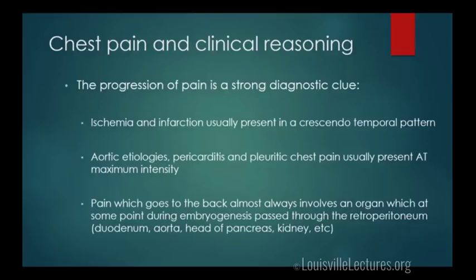And then pain which goes to the back, this is something, if you've been on my team, I just stress to try to tie together med school and what we do in residency. If pain ever goes through to the back, very often it's going to involve an organ that at some point passed through to the back, through the retroperitoneum. So the aorta, the ureters, the kidney, the bladder, anything that at some point was behind the retroperitoneum, those are the things that can cause pain to go backwards.